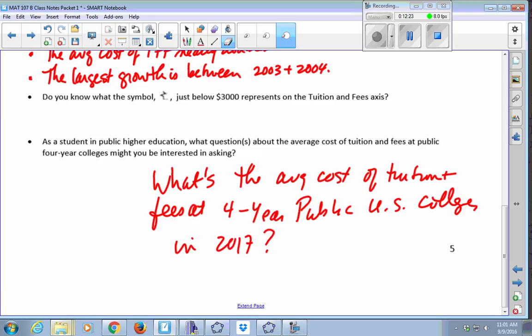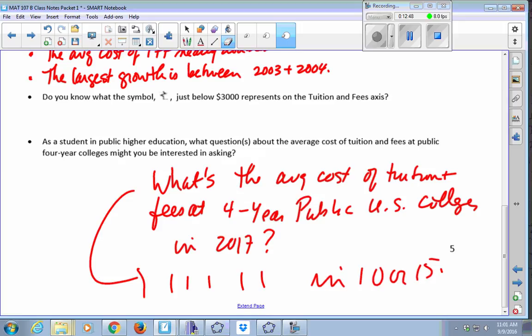Anybody have a young child? Okay, Danielle, what might you be interested in? How old's your child? You have 3. What's the youngest? 7. So what might you be interested in? Yeah, what's going to be the average cost of tuition and fees in 10 years? So ditto, in 10 or 15 years, okay?